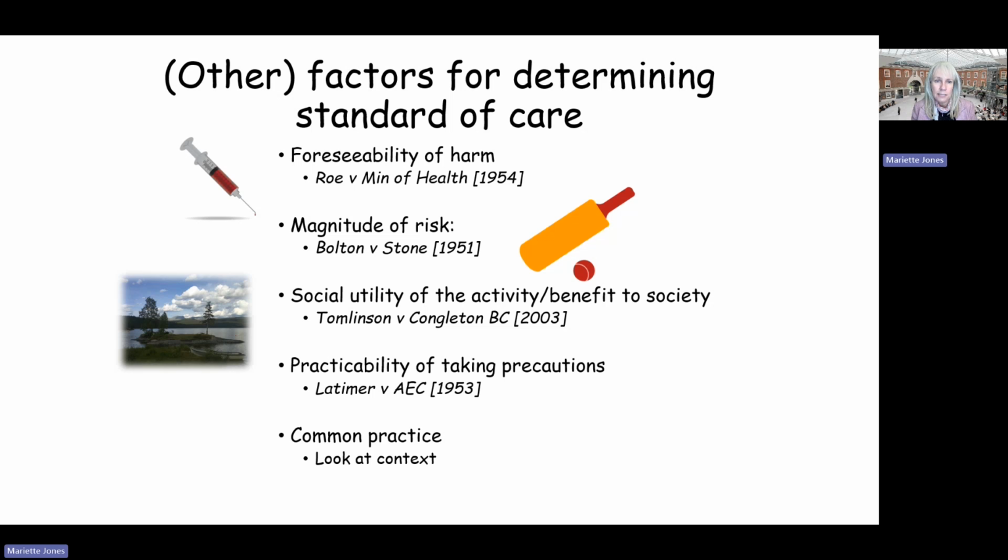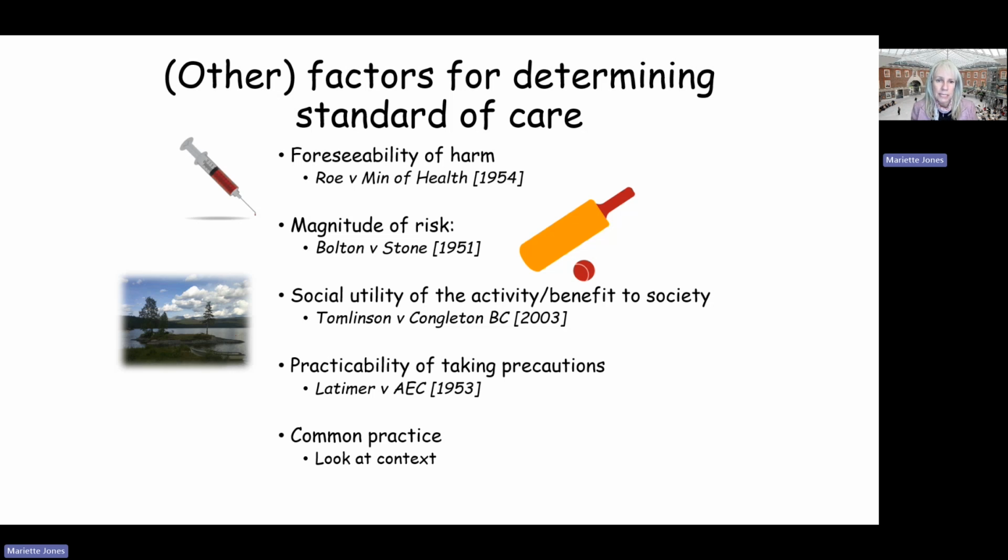Another factor is the magnitude of the risk. The greater the risk, the higher the standard of care required. In Bolton versus Stone, for example, a cricket ball hit a passerby, but because such accidents were extremely rare, the club was not negligent. Also, the social utility of the activity or the benefit to the society. If the defendant's action had significant social value, the court may be slower to find negligence. In Tomlinson, the risk to thrill seekers diving into a lake didn't justify restricting public enjoyment of the lake.